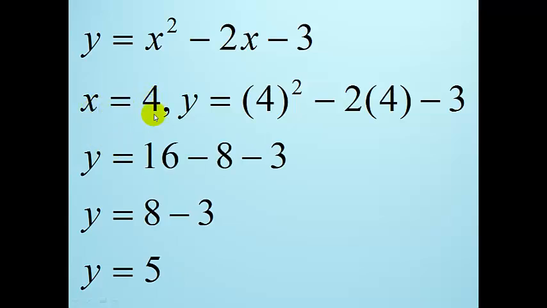Now when x equals 4, y equals 4 squared minus 2 times 4 minus 3. And 4 squared is 16. -2 times 4 is -8. And we have -3. Now 16 minus 8 is 8. So 8 minus 3, and the answer is 5.